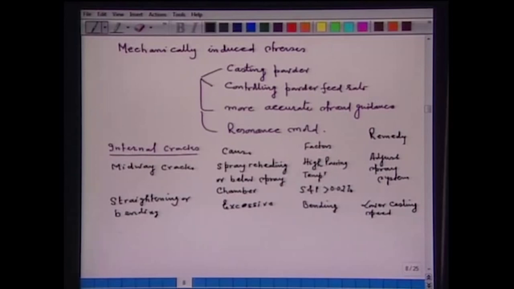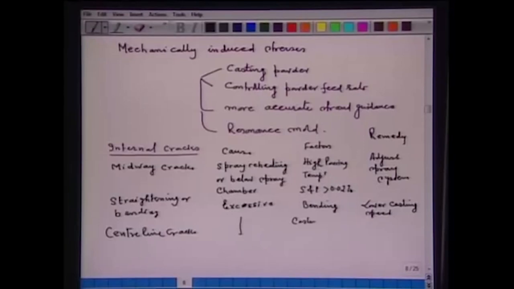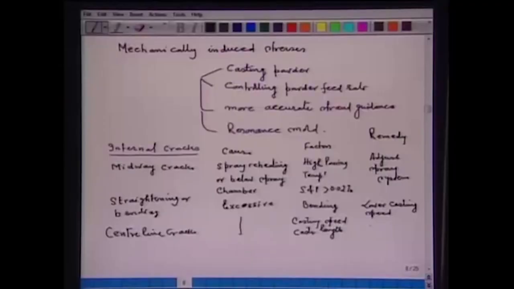For example, if you take center line cracks, the cause of center line cracks in slabs is bulging of wide face at the liquid crater tip. In billets, rapid cooling of the center region below the liquid pool could be the cause. Casting speed, caster length, spray water intensity, secondary cooling, all these factors may affect the center line cracks. So, the remedy could be to adjust secondary cooling and regap the rolls.